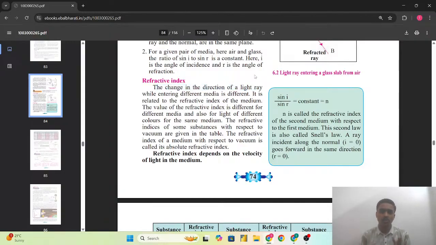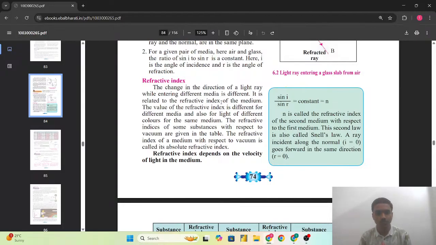As per the principle, light should always go in a straight line path. Light can never bend, as the law of reflection of light says: light does not bend, light travels in a straight line path. But the change in the velocity, the change in the direction of the light ray while entering from different media is different. That is the refraction of light. So it is related to the refractive index of the medium.